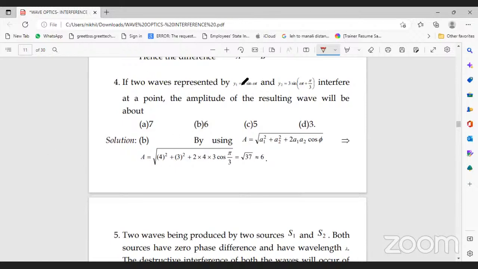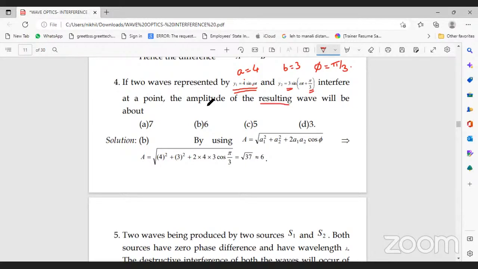Look at the fourth question. How many waves have they represented? Two waves. Y1 is 4a sin omega t. What does this 4 represent? Amplitude. What is the second amplitude? 3. What is the phase difference between these two waves? Pi by 3.